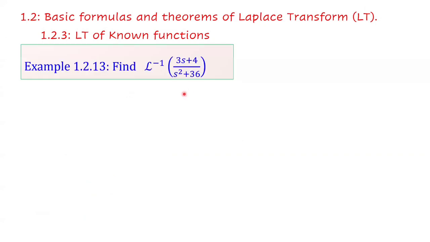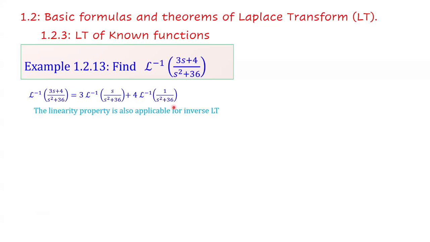Now we will find the inverse of this transform. What is the linear property for the inverse? It is the same as for the Laplace transform. The linear property is applicable, so we separate them as per our need. Therefore we take out 3 and write L inverse of s over s square plus 36, because we know this form of the inverse Laplace transform. And then L inverse of 1 over s square plus 36, since the linear property is applicable for the inverse Laplace transform.